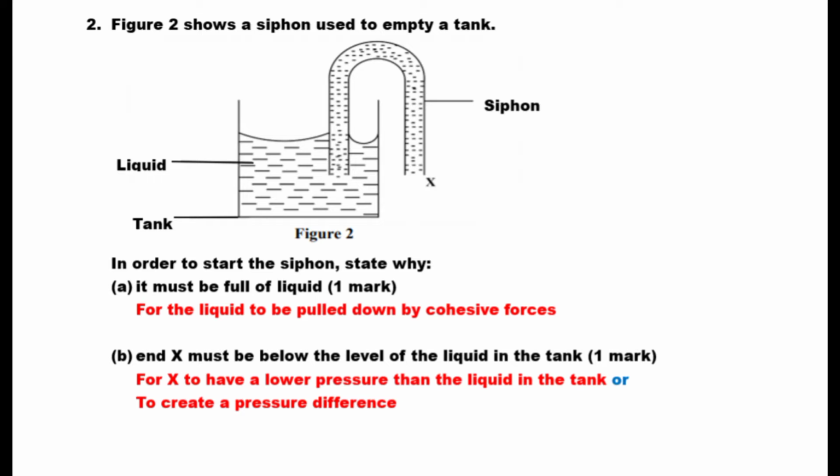So for X to have a lower pressure than liquid in the tank, or to create a pressure difference. In other words, we are saying the reason why X is below the water in the tank is so that the atmospheric pressure acting on the liquid of the tank can be greater than pressure at point X. Remember, pressure depends with depth. So that means the liquid on the tank will have high atmospheric pressure than the pressure acting on side X. That's why now we are saying it will create a pressure difference.